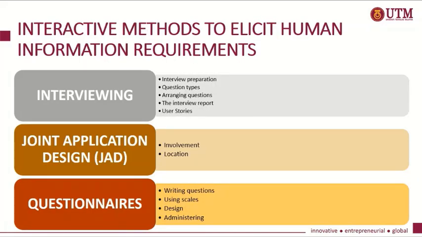Basically, there are three common interactive methods to elicit human information requirement. First, by conducting interview. Second, through joint application design. And the last one, by distributing questionnaires. We will look into each interactive methods in depth in the next slide.